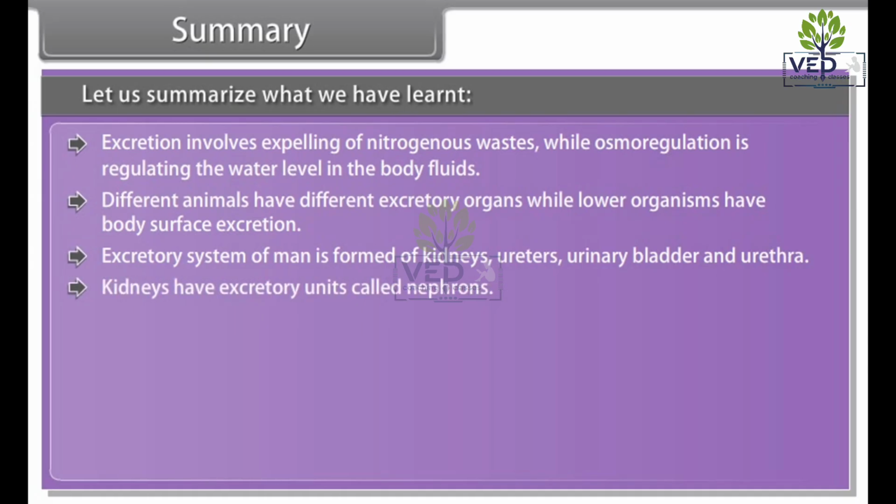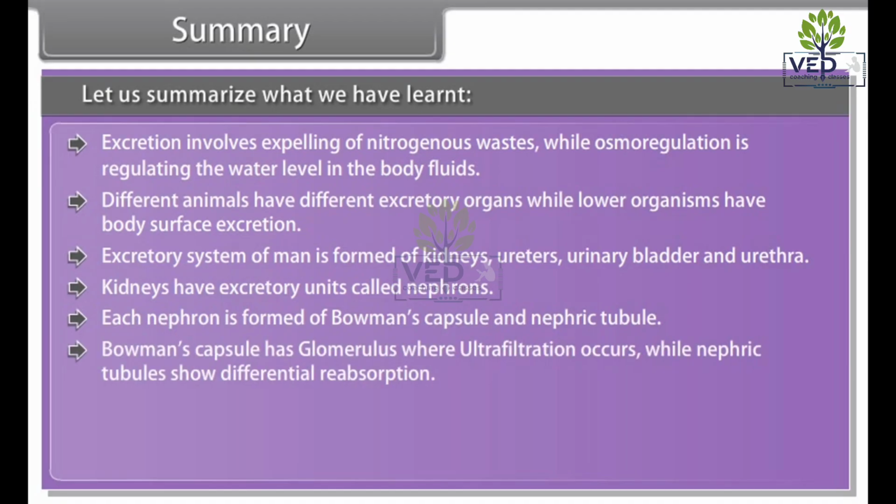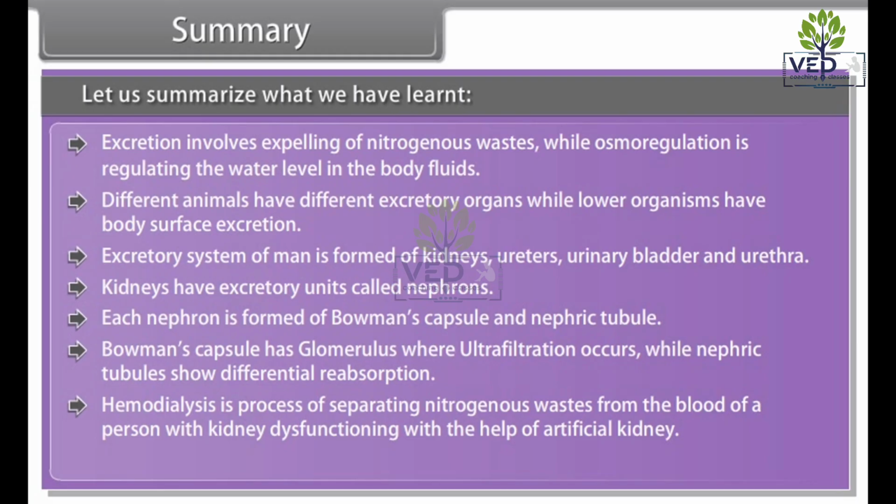Kidneys have excretory units called nephrons. Each nephron is formed of Bowman's capsule and nephric tubule. Bowman's capsule has glomerulus, where ultrafiltration occurs, while nephric tubules show differential reabsorption. Hemodialysis is a process of separating nitrogenous wastes from the blood of a person with kidney dysfunctioning with the help of artificial kidney. In plants, oxygen and excess water is released through stomata.